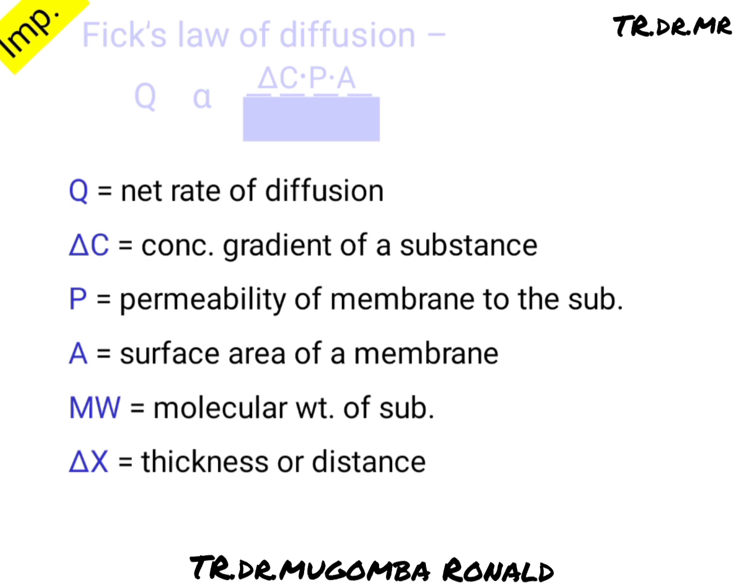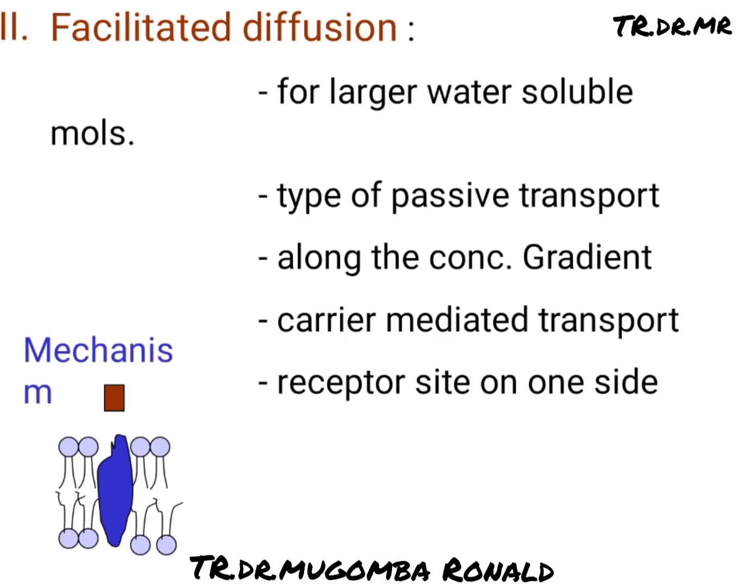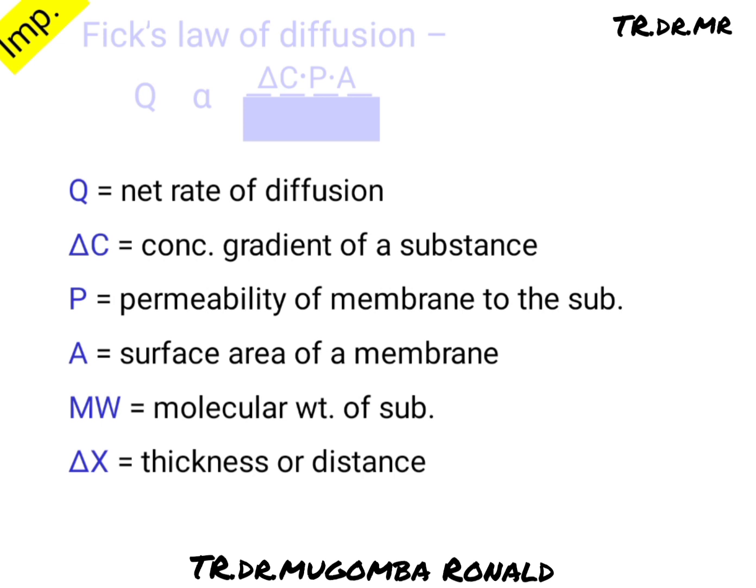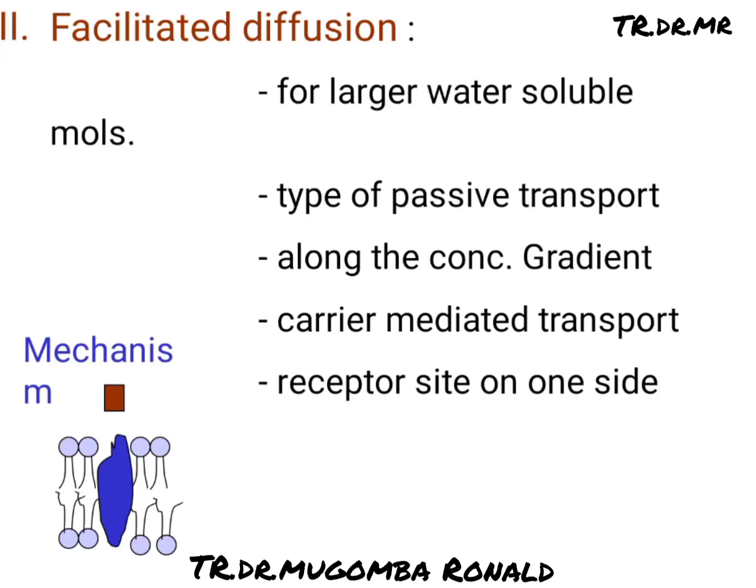It is usually proportional to the product of the concentration difference of the molecules, the permeability of the membrane, and the surface area of the membrane. So the rate of diffusion is a product of concentration difference, permeability of the membrane, and surface area of the membrane. So that is Fick's law. It is very important when we are looking at the process of diffusion.